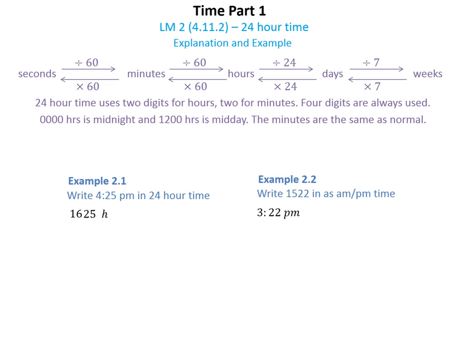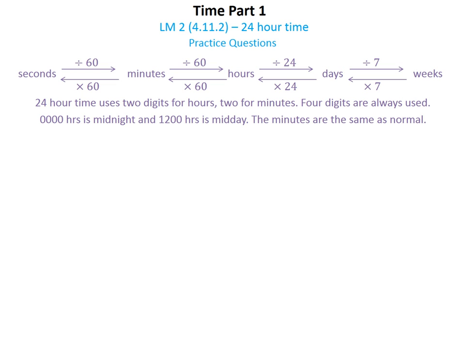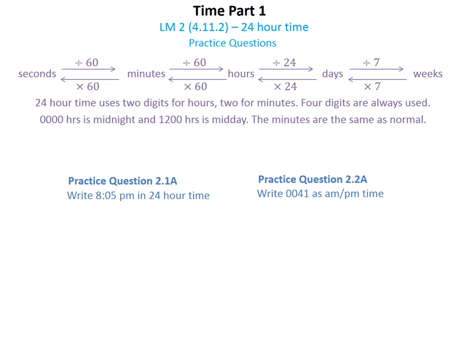Now obviously you don't take 12 off 12. It's got to be more than 12 for this to work, for it to do it that way. If this was less than 12, I'd just leave it as it was, and I'd know it was AM. Let's try it with some practice questions. No working required, just the answers are fine. Remember to pause the video.